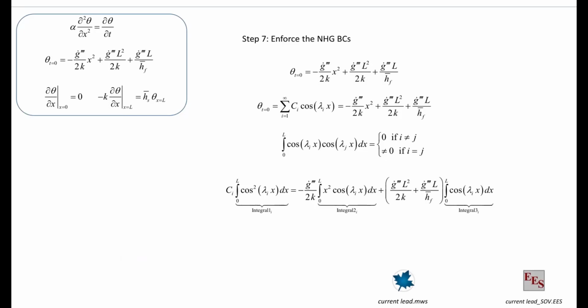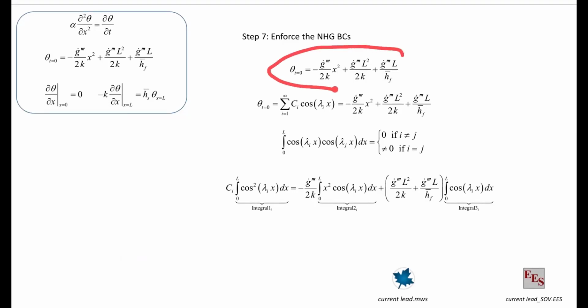is given here. Right? This is our initial temperature profile, which is the temperature profile due to the generation, right? It's at steady state generating, and then we sort of turn off the generation. So this temperature profile here is our initial temperature profile. Okay. So we have to plug that in.